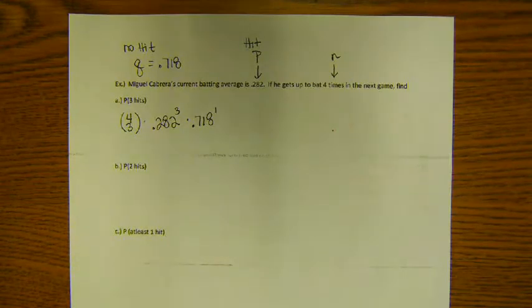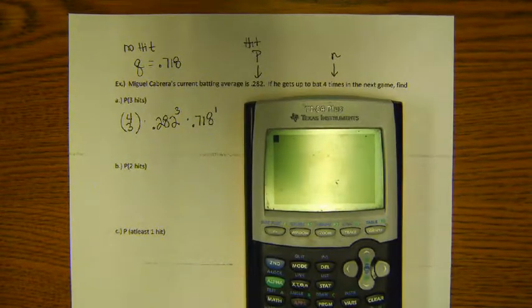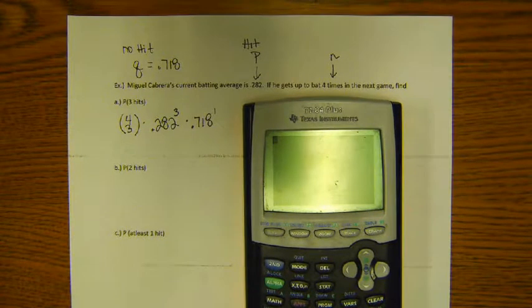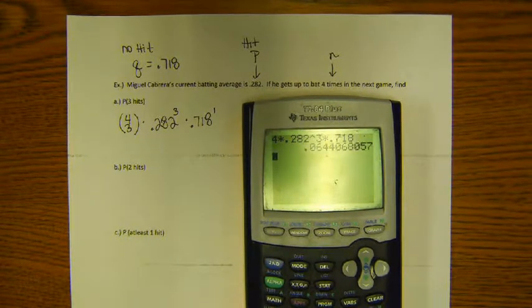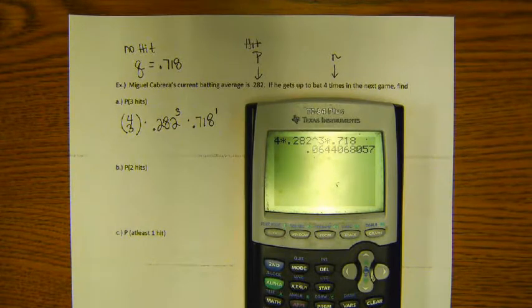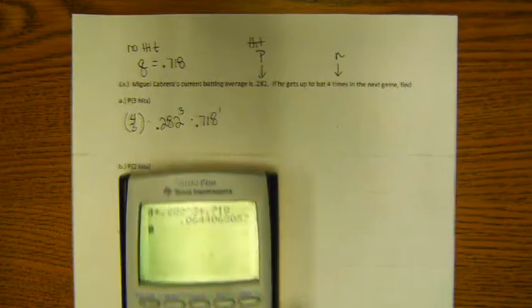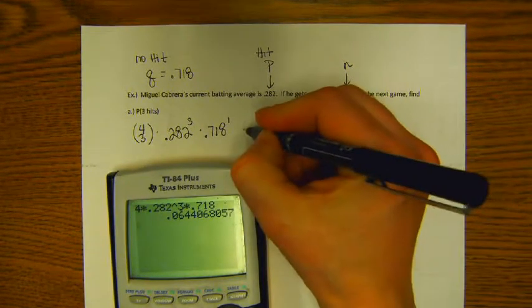Hey, what is 4C3? Who remembers? Nope, it's 4. 4C4 is 1, 4C3, the one before it, is that. If you don't know, just type it in, but I'm going to save some time. Okay, so the probability of him getting exactly 3 hits then, based on that average, is 0.064.